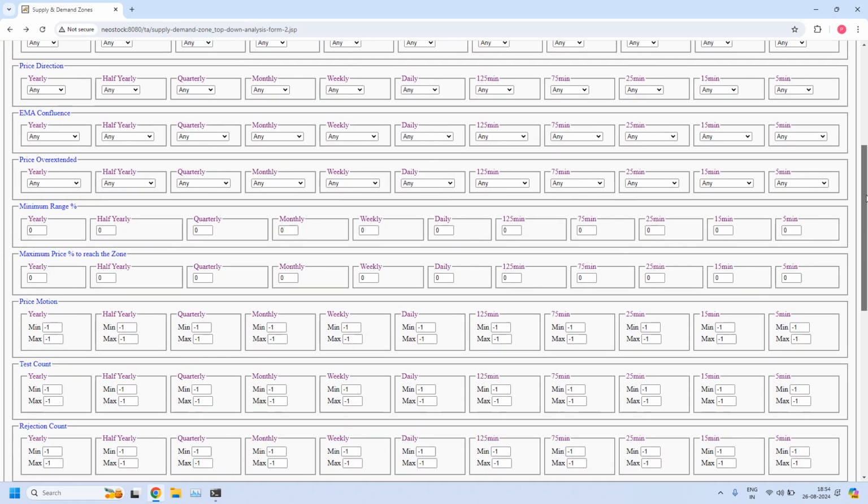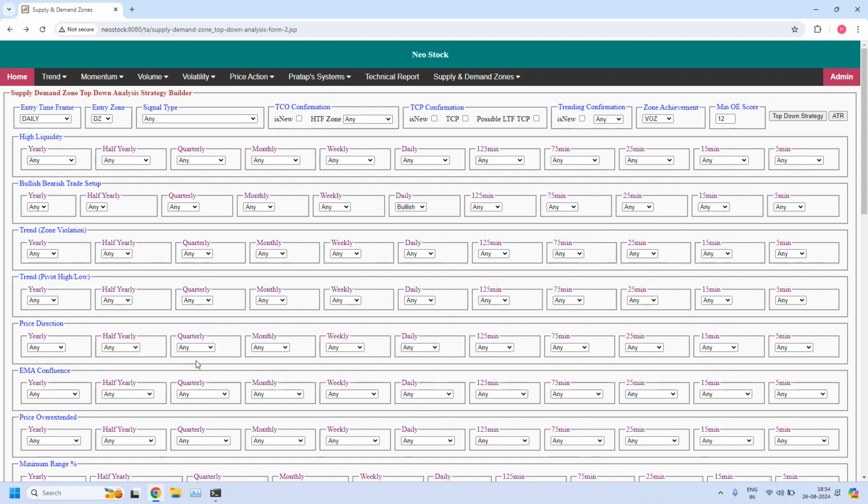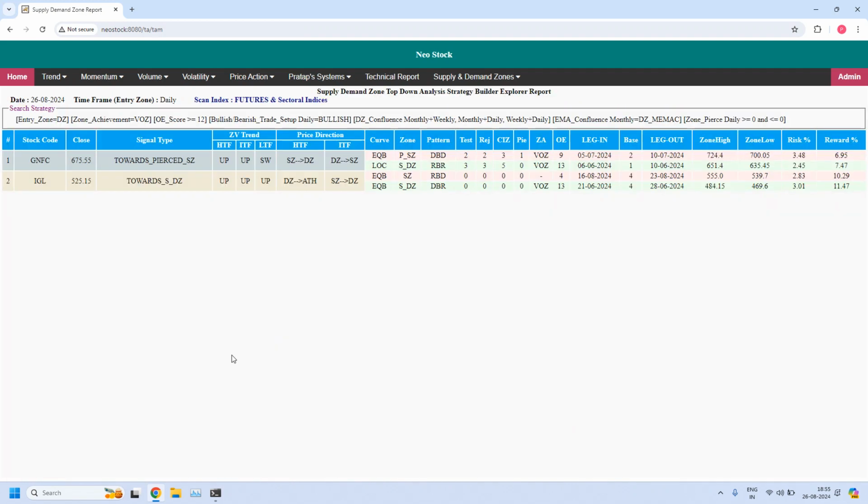So I am going back, and for EMA confluence, this time in monthly time frame, I am looking for demand zone with monthly EMA confluence, apart from LTF, ITF and HTF zone confluence. Out of those 3, let us check. Yes, these two are having even monthly EMA confluence. Monthly zones are having monthly EMA confluence, and the monthly zone, weekly zone, and daily zone are all having confluence with each other.